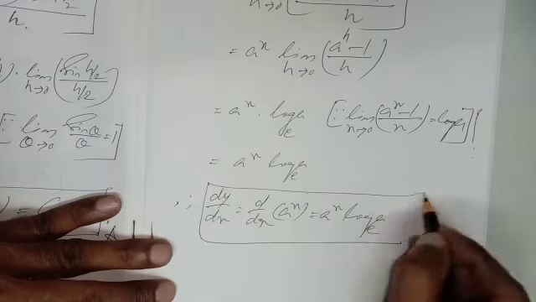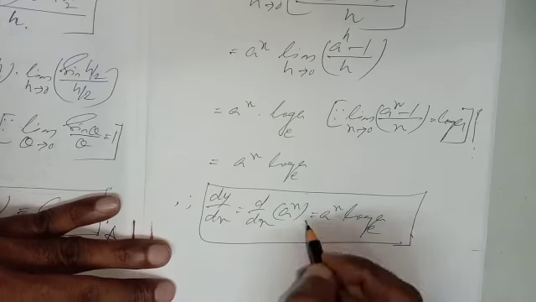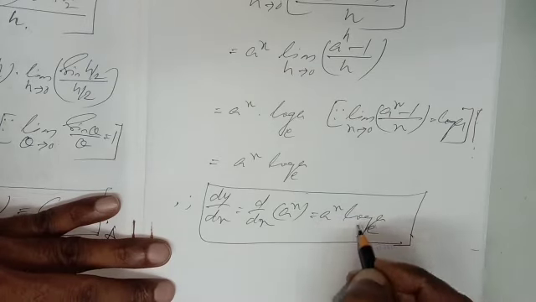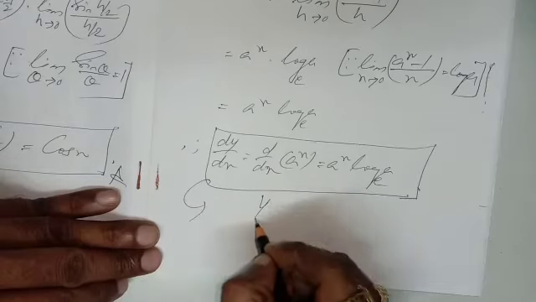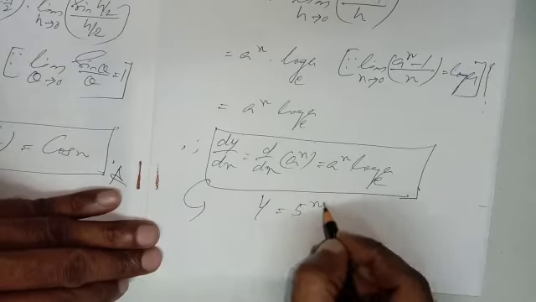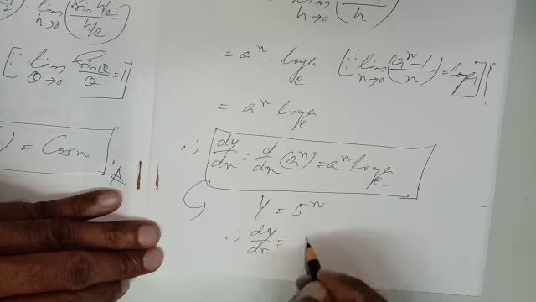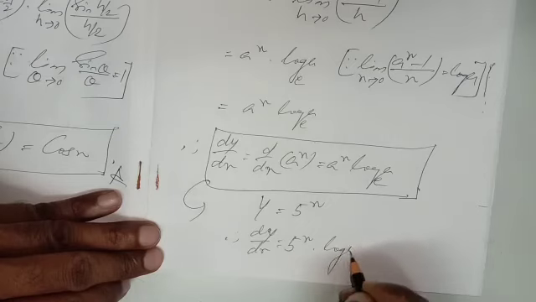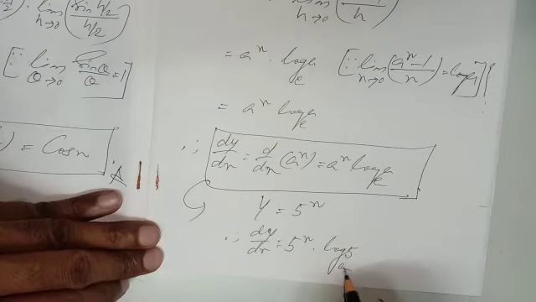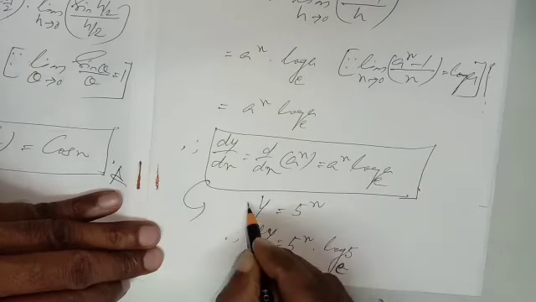What is the derivative of a to the power x? Derivative of a to the power x is a to the power x into log a base e. In the same process, if y is equal to 5 to the power x, then dy by dx will be how much? 5 to the power x into log 5 base e. Sorry, base e. Log 5 base e. And this is the answer.